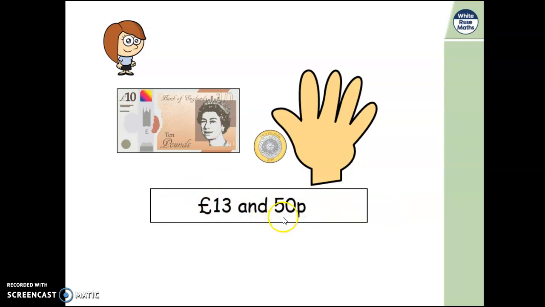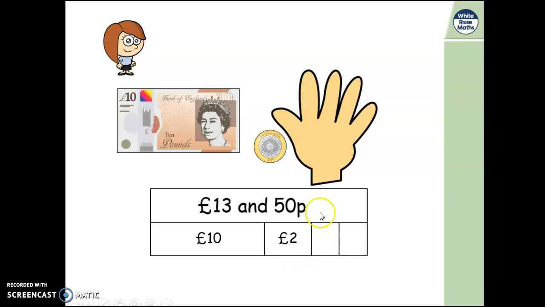So if this was the total amount, we would make it like this. This is our £10 because it's big. We've then got the £2. Now 10 add 2 is £12. So then we need another pound, don't we, to make 13. So if we add another pound, that's 13. Then it's just 50p.